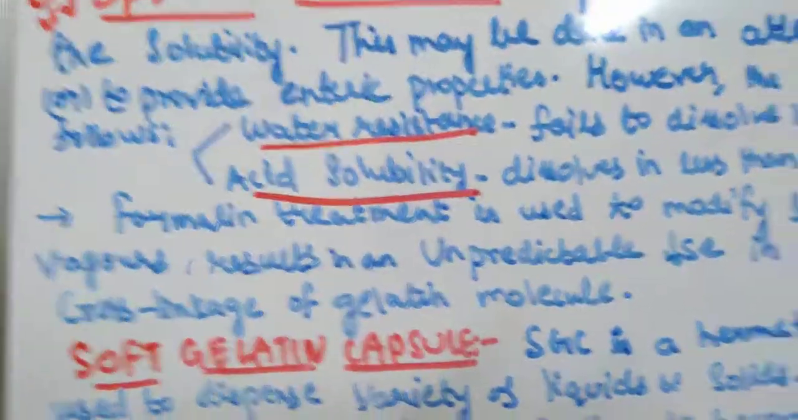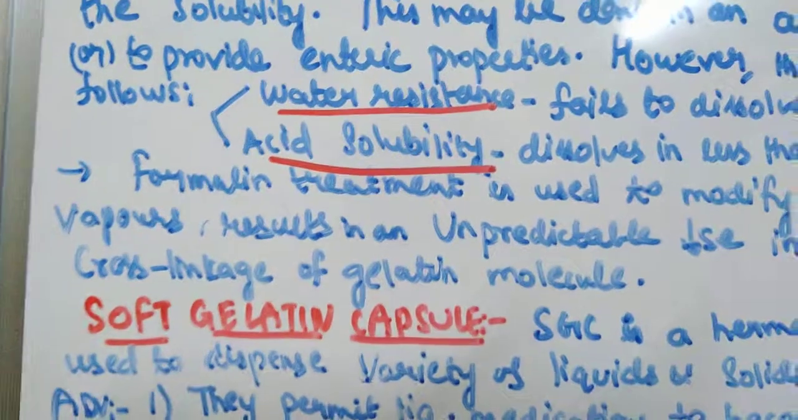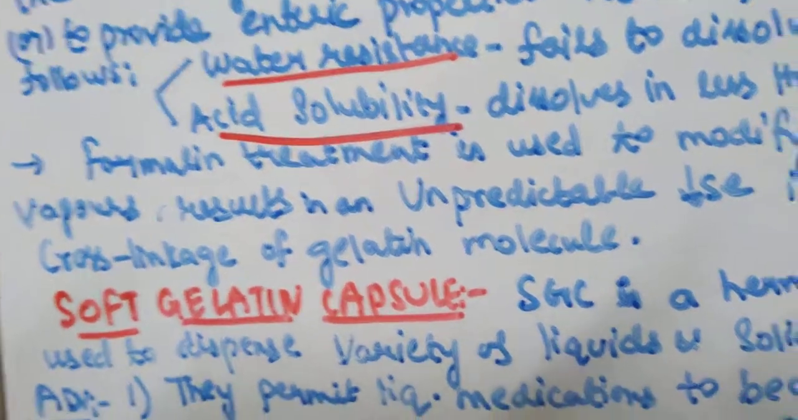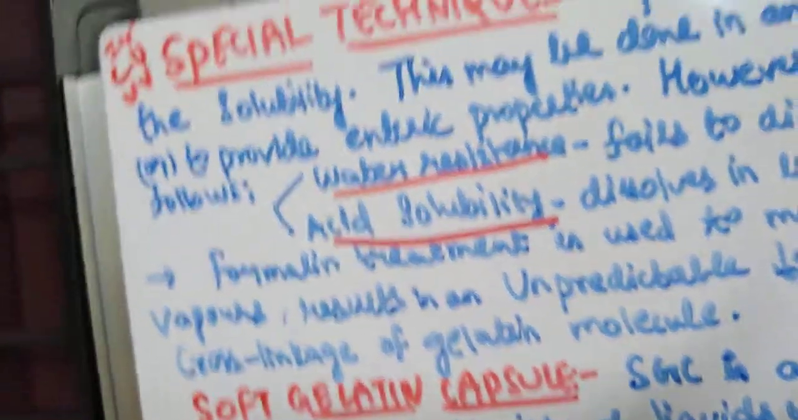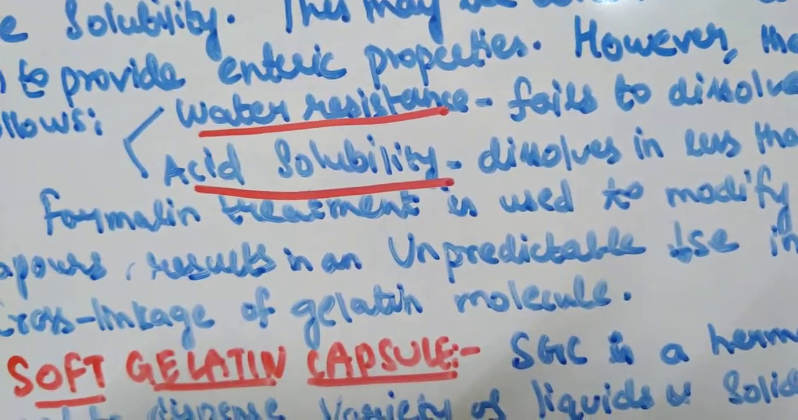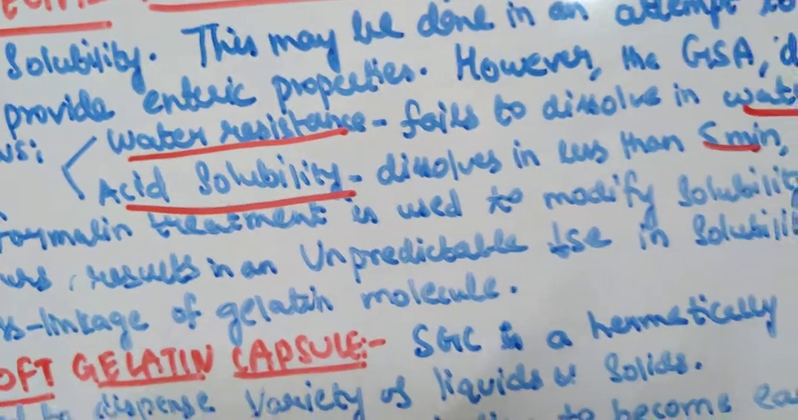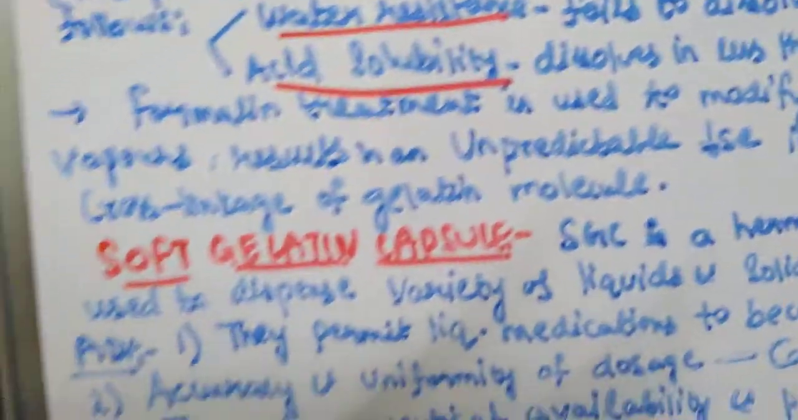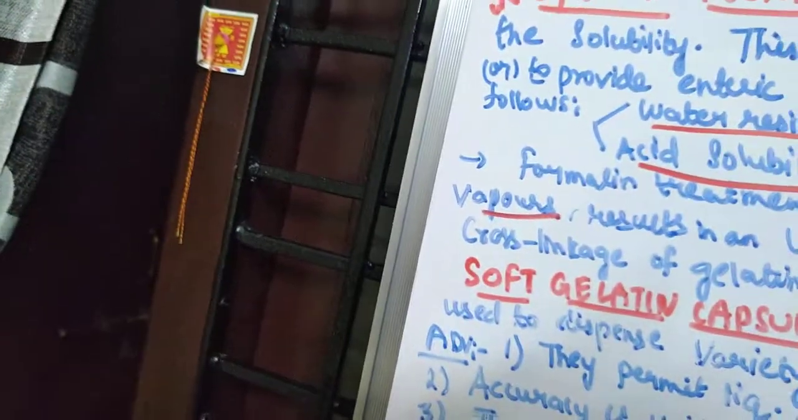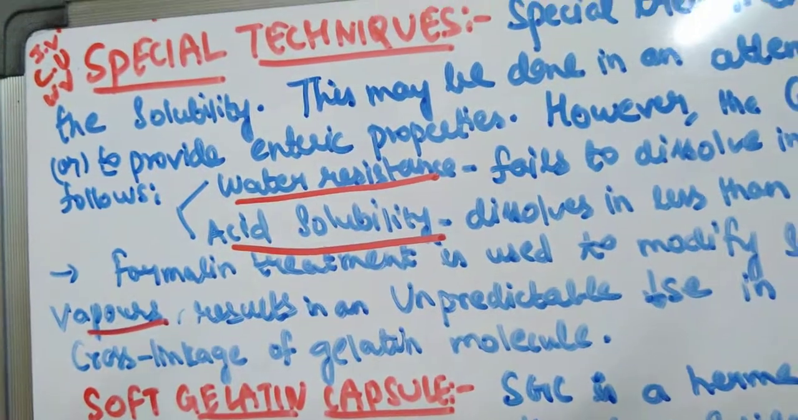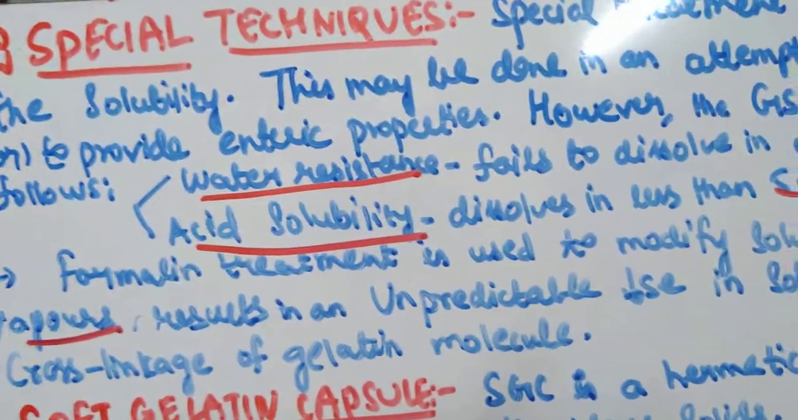Then formalin treatment is one more treatment by which you retard the solubility. Formalin treatment has been employed to modify the solubility of gelatin capsules. Exposure to formalin vapors or treatment with aqueous formalin results in an unpredictable decrease in the solubility of the gelatin film. This we had already discussed.